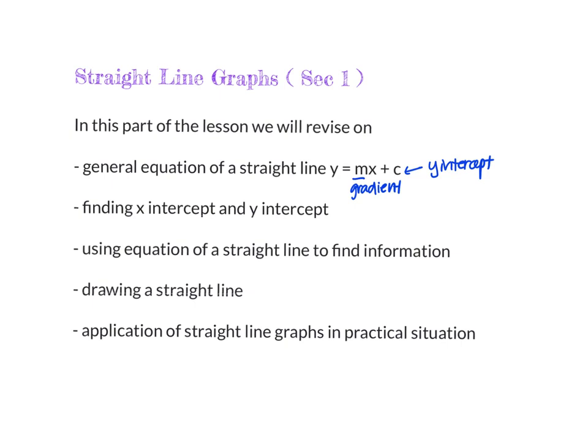And also we'll be drawing a straight line where you need to plot a table usually, and then there will be some key points. The minimum number of points to draw a straight line is two points, two sets of data x and y, but it's usually good to have one more extra point to check the accuracy of your line. So usually we'll construct a table of at least 3 sets of values. And last but not least, we'll be looking at application of a straight line graph in a practical situation. Right, without further ado, let's begin.